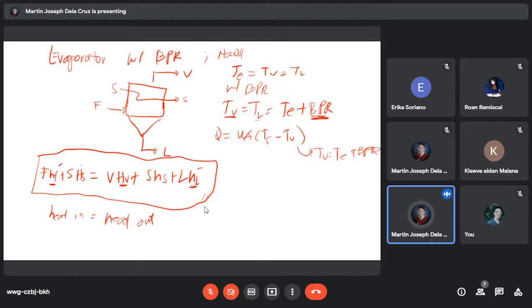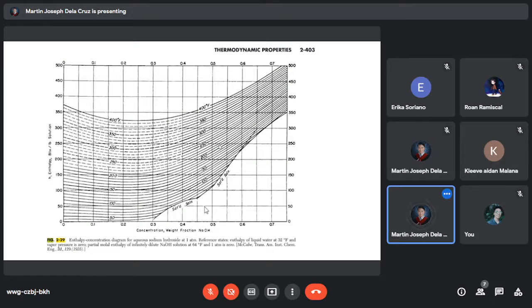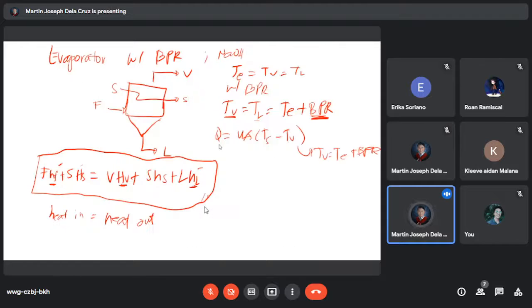Okay? So, pag NaOH, yung HF at saka HL, yun lang yung hanapin sa handbook since sodium hydroxide solution sila. Okay? And then, your HS, HV, HS, sa handbook na thermodynamic properties of water lang natin siya hahanapin. So, let's have an example para mas maintindihan nyo yung concept natin.